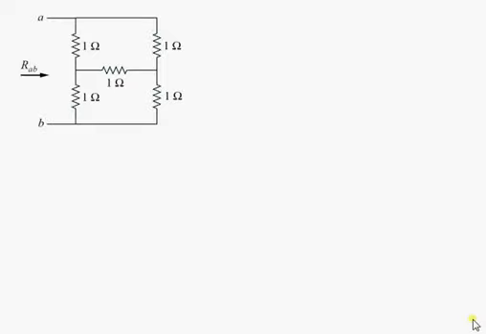Okay, in this example, we're going to do a simple resistor network, and our goal is to find the equivalent resistance RAB. If you look at this resistor network carefully, what you'll notice is that none of the resistors are actually in series or parallel to each other. So this is a slightly complex resistor network.